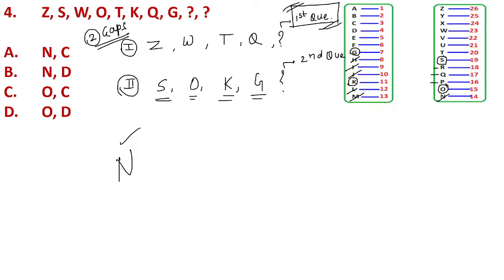In between G and the upcoming answer also there should be a gap of 3 letters. First gap, second gap, third gap. The answer is C. So N and C should be the answer for the given question, option number A.